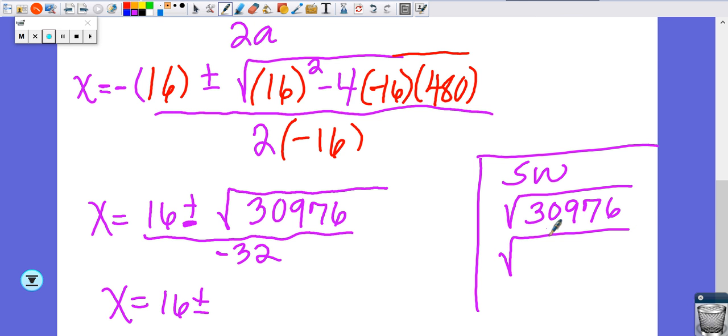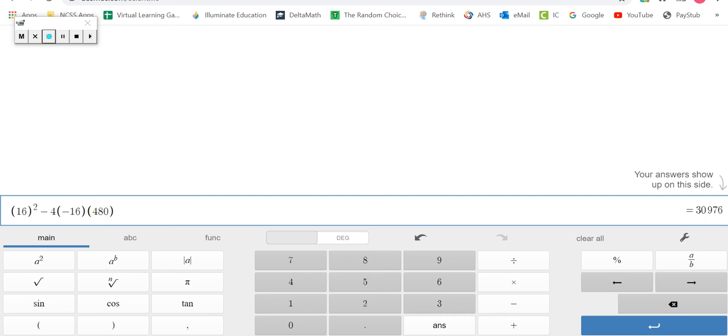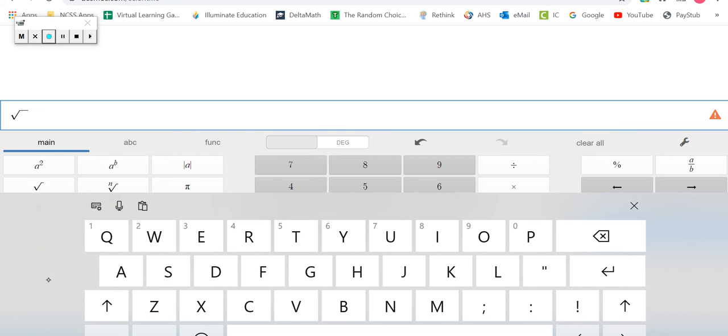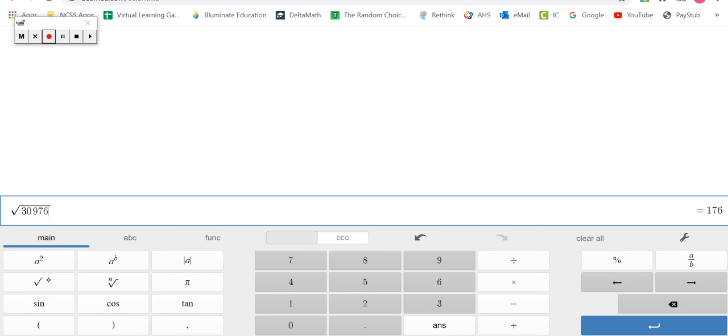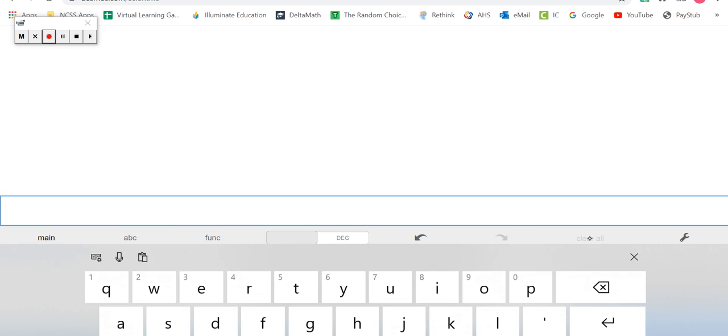So we need to take the square root of 30,976. So I'm going to go back to my calculator. I'm just going to go ahead and put in and see if that has a square root. Square root of 30,976. And I might get lucky. Yay! It does have a square root. So it's 176 times 176. So, and I'm going to check that just to make sure I'm good.